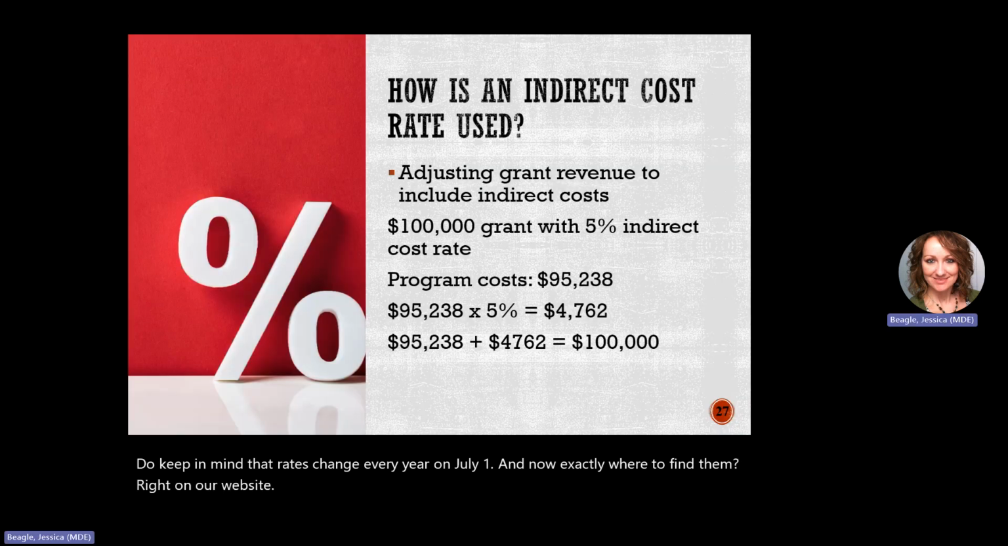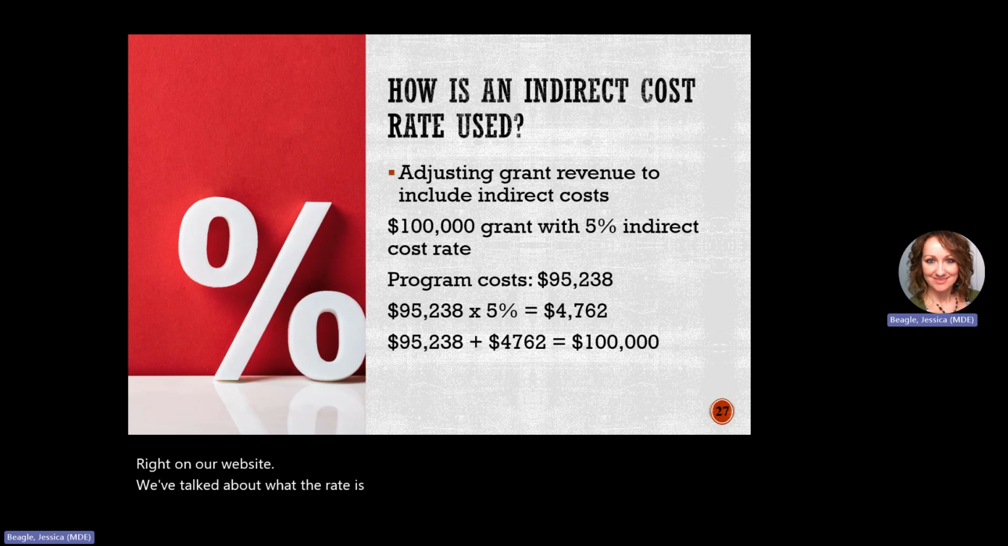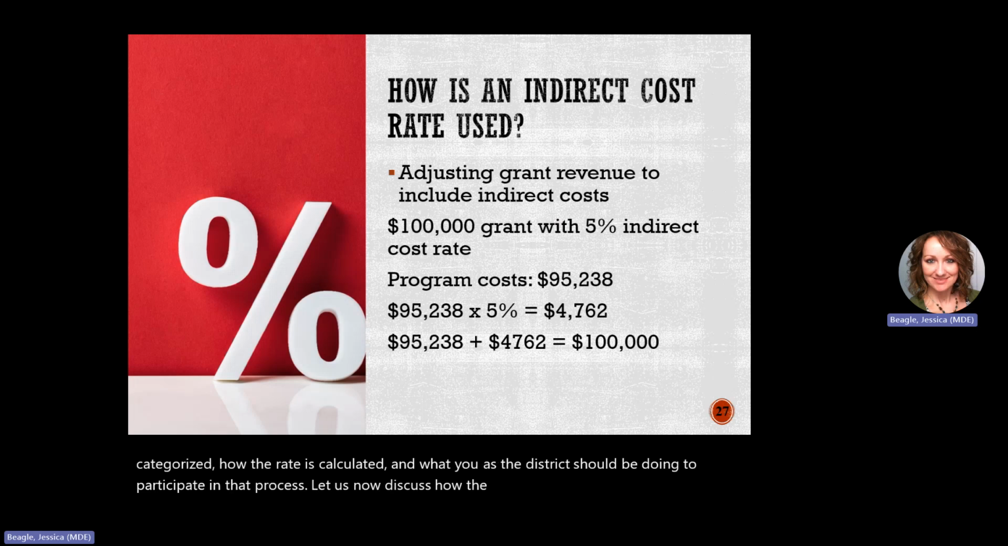We've talked about what the rate is, what direct and indirect costs are, how they're categorized, how the rate is calculated, and what you as the district should be doing to participate in that process. Let us now discuss how the indirect cost rate works in practice. Imagine you receive a $100,000 grant with a 5% indirect cost rate. Sounds great, does it not? But now, how does one actually use that rate?